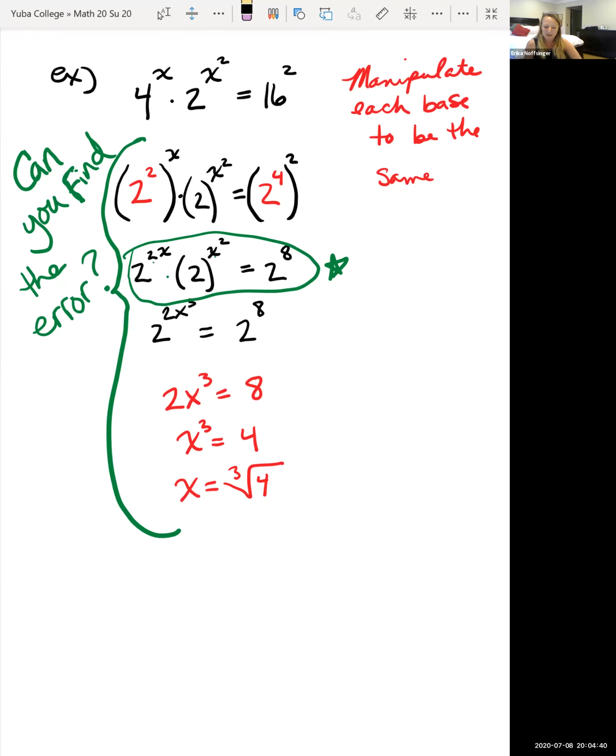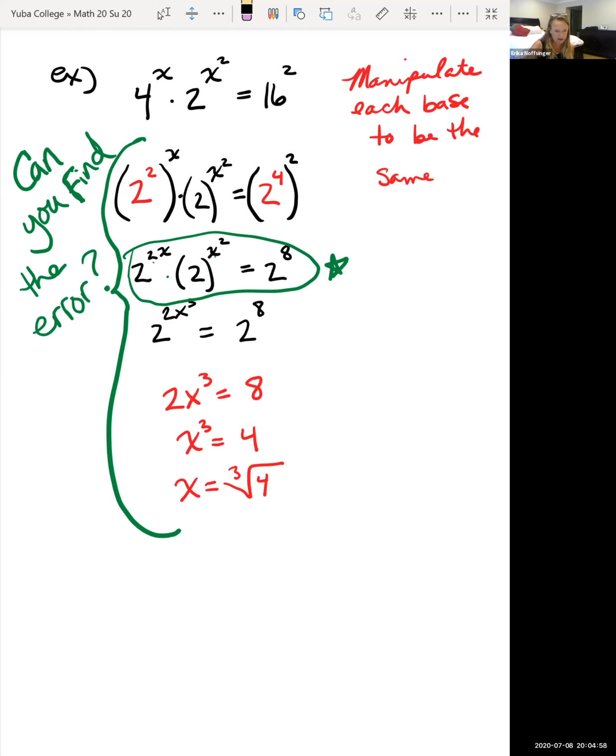Okay, so yesterday we had left off on this equation here, 4 to the x power times 2 raised to the x squared equals 16 squared. And we were trying to solve this. And at the end of the class, I had gotten stuck because I knew something was wrong and I couldn't see the error in my work.